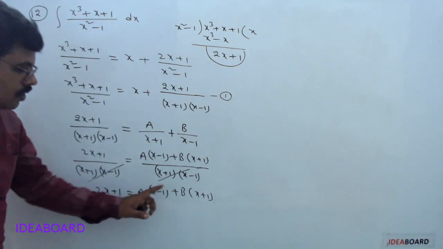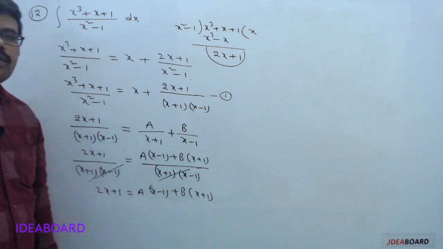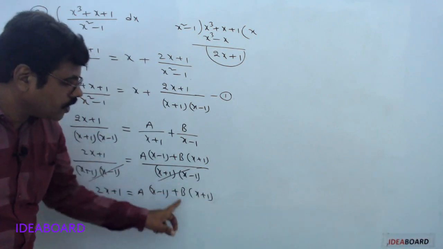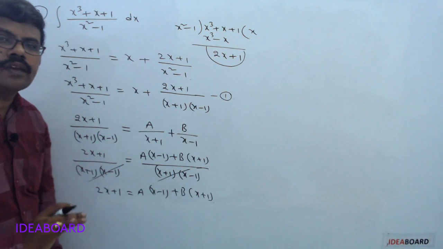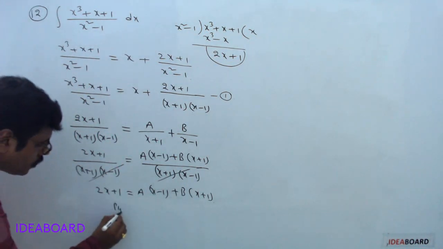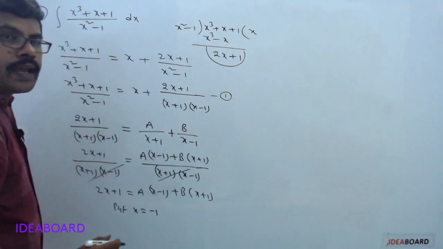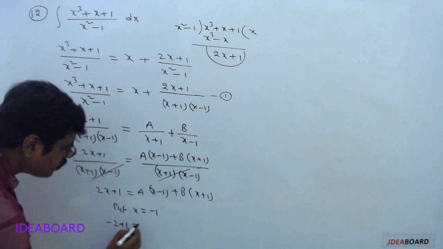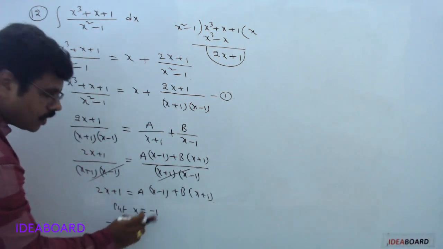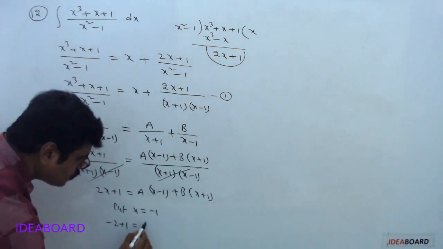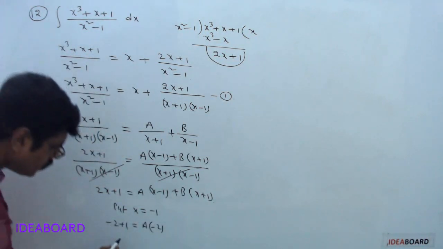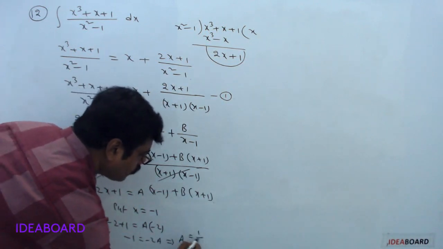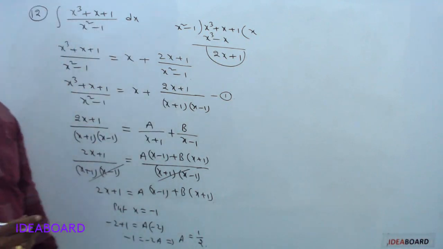To find the value of a, make the second term 0. If you substitute x equal to minus 1, then it will be 0. So put x equal to minus 1. This is 2 into minus 1 minus 2 plus 1 equals a into x value minus 1 minus 1, so a into minus 2. This is minus 1 equals minus 2a. This implies a value is 1 divided by 2.